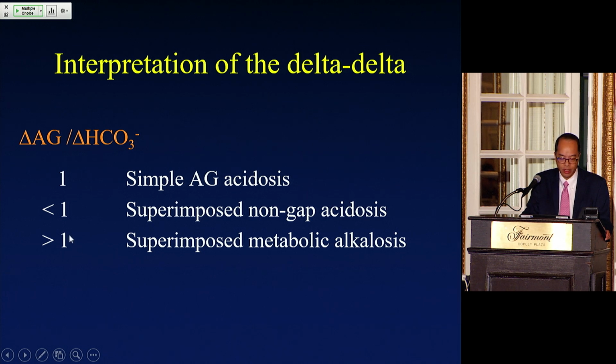If the delta-delta is greater than 1, that means that there's a big anion gap, which suggests that the patient's gotten a big acid load, and yet the bicarb is not as low as you'd think. The acidosis is not as severe as you'd think. And that would occur if there's also a superimposed metabolic alkalosis, some other process that's making the bicarb higher than you would expect.